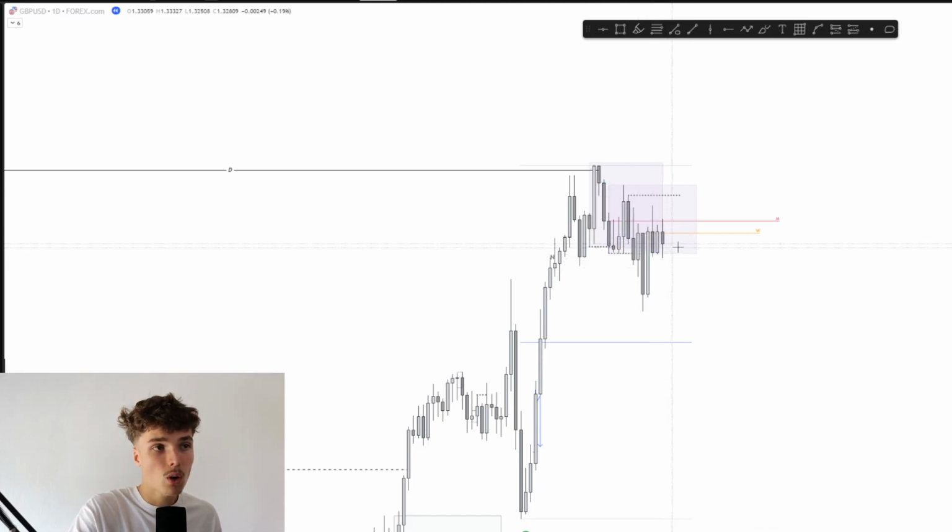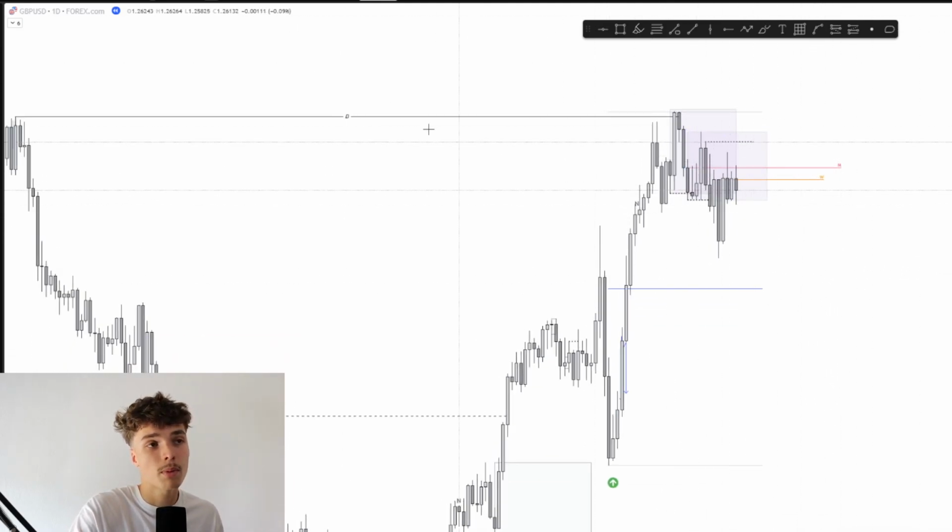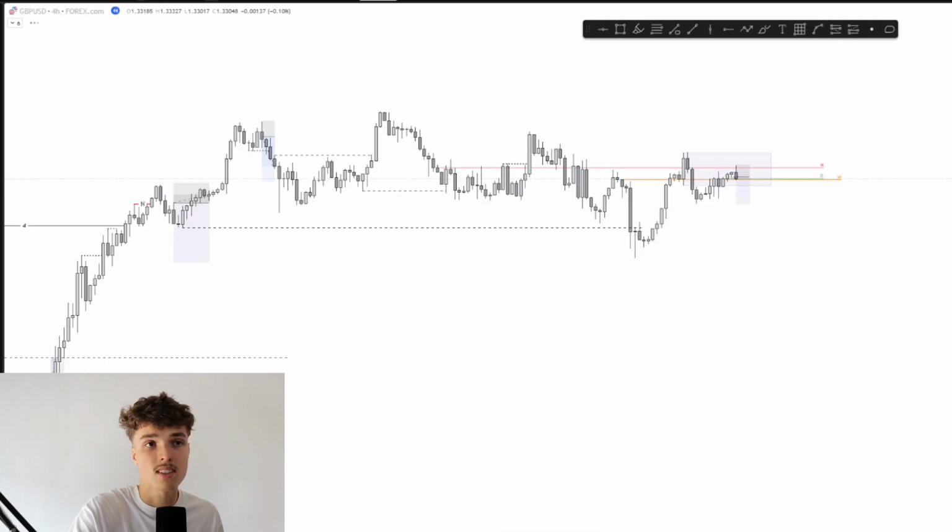So what did I do? What did I know? Well, that this was a supply zone that was in control, and supply zone pushes price down lower, and demand zones push price up higher. So at the first time, my first look was I'm looking for shorts in this case, okay?